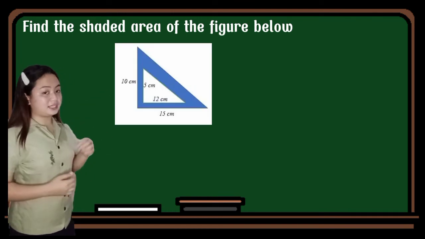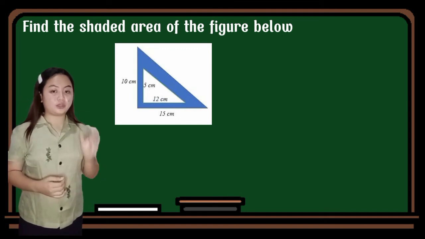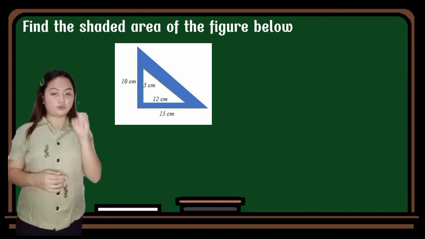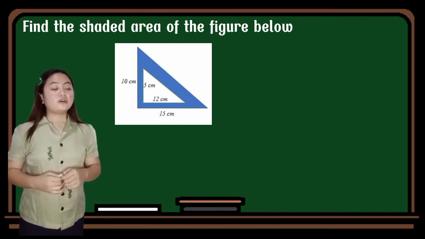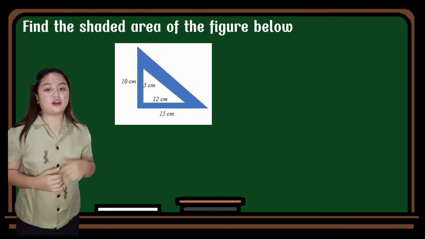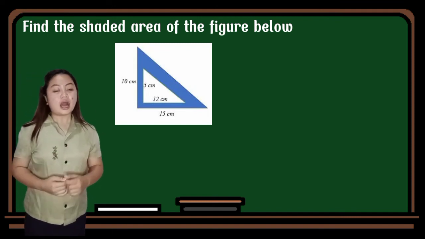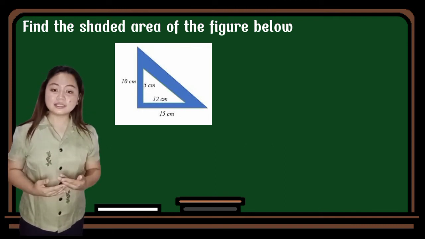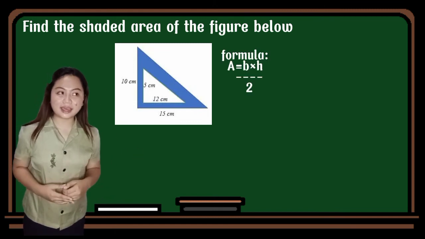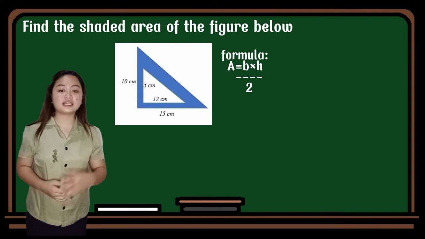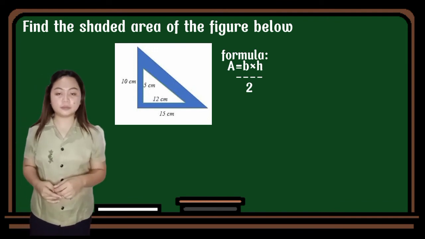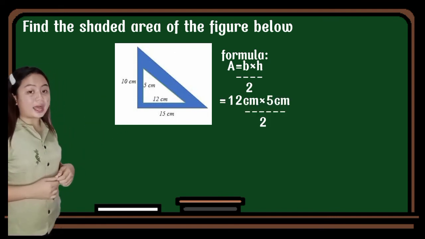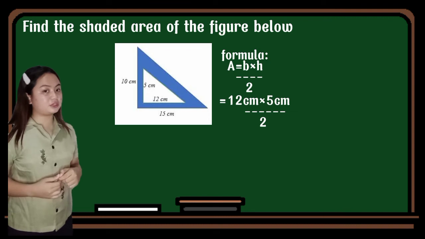As you can see, class, in the figure, we have two simpler shapes, such as two right triangles. So, first, let's find the area of the small right triangle. Our formula for a triangle is base times height over 2. Very good. Now, let's substitute the values using our formula. For our base, we have 12 centimeters, and our height is 5 centimeters, over 2.